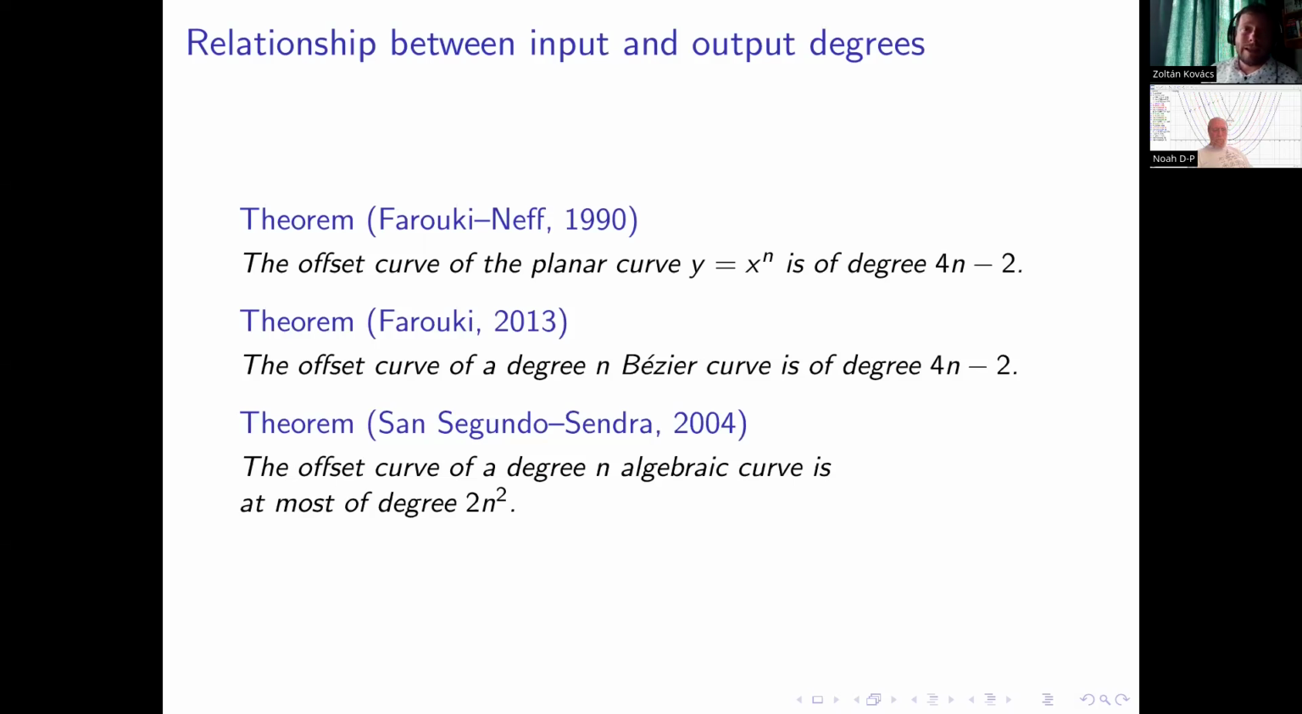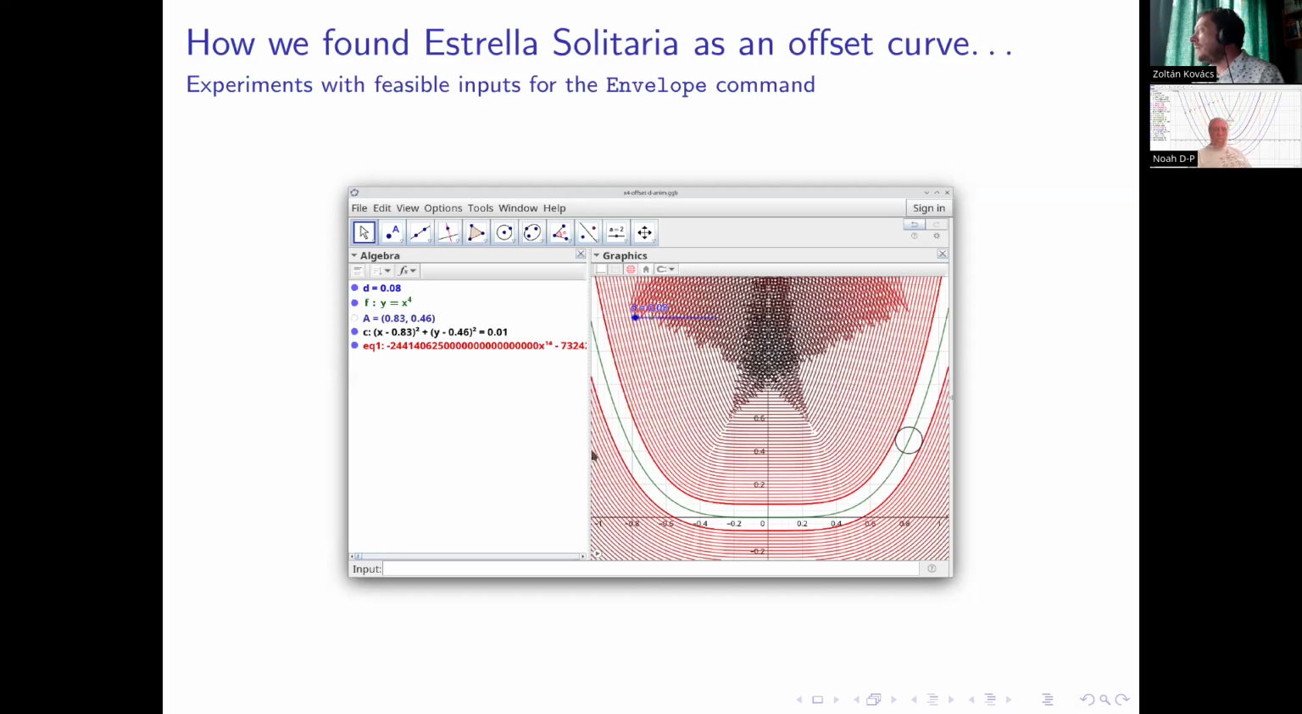There is a nice upper bound for the degree. If you have a degree n algebraic curve and you want to compute the offset curve, at most 2n squared is the upper bound. You can see that the offset curves are changing here when the distance is growing. So I will open this file.